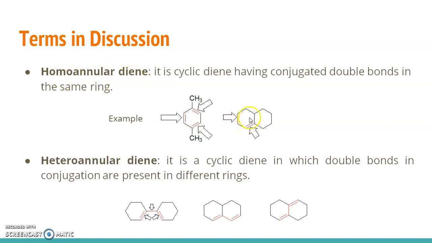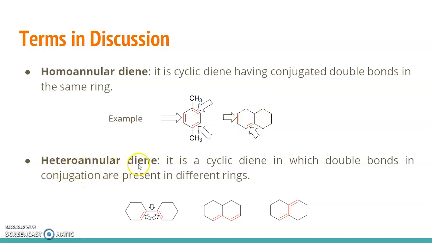I want to show you one more example where I have taken two rings here, but the difference from this structure to this structure is that the double bonds are present within the ring system, or within the ring. So we call it a homoannular diene. What if it is outside one ring system, or one in each ring system? We'll come to that next.